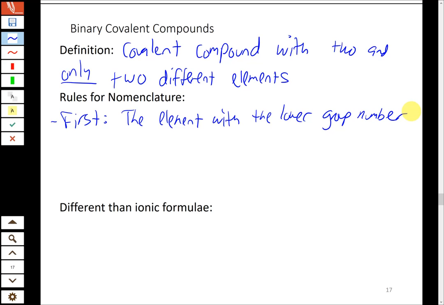But you don't usually need to worry about that because again, you're going to be given the formula and you just have to produce the name with the elements in the same order that they're in the formula. And they're all multiple choice anyway.